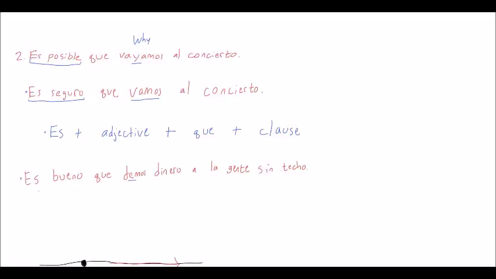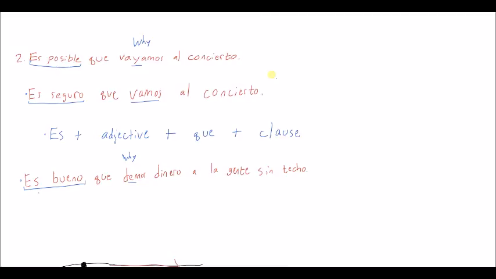Looking at the last example, es bueno que demos dinero a la gente sin techo. We see we're using the subjunctive when we ask why. This sentence means it's good that we give money to the homeless. The reason we use the subjunctive is that the first part is an opinion. With more information or with new information, our ideas could change. And that's why we use the subjunctive.